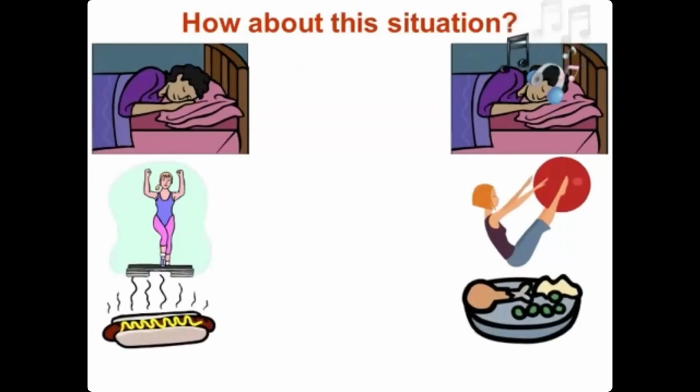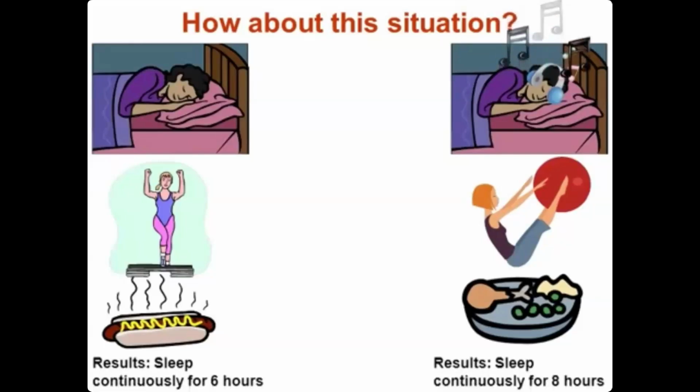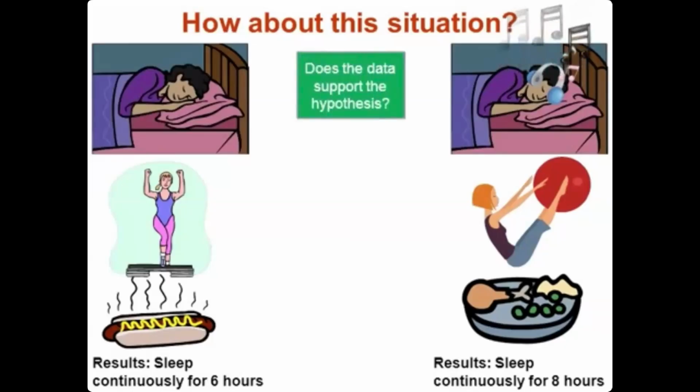Also, the woman's eating different meals during that 1 month period where she's recording her sleep. Well, if I were to show you this data right here, pretend that the control group on the left, she slept continuously for 6 hours, and the experimental group on the right continuously for 8 hours. If I were to ask you, does the data support this original hypothesis? I hope you see something very different in this situation.